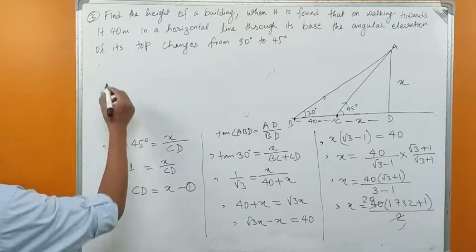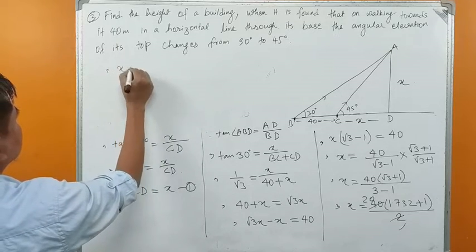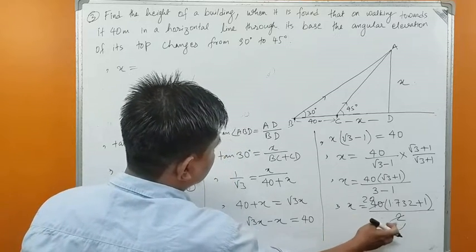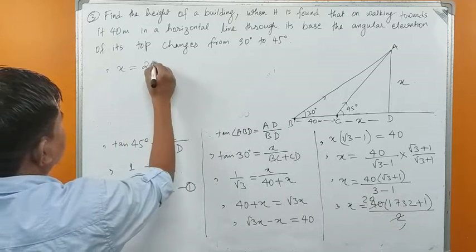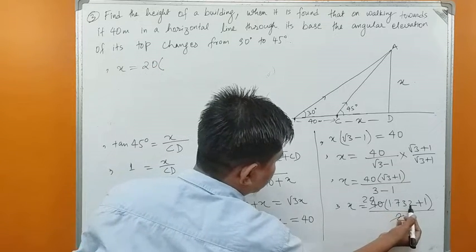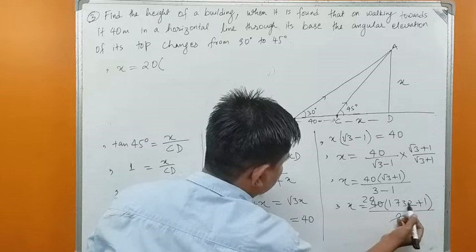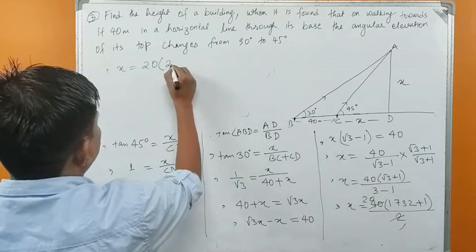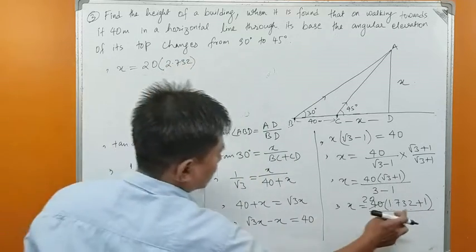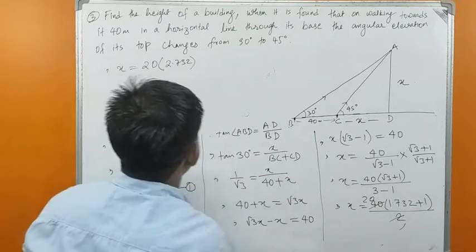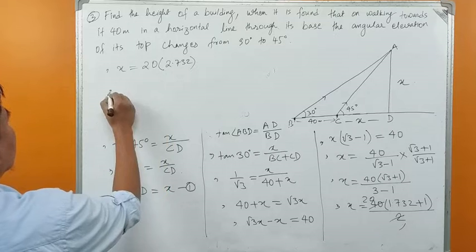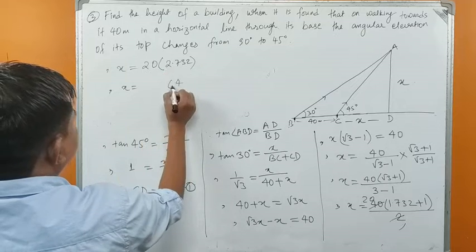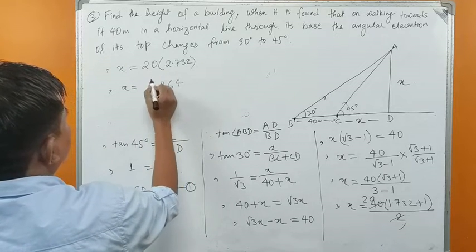So x equals, this 2 is cancelled, we have 1 in the denominator, so we need not write this one. 20 into 1.732 plus 1. This 1 is before the decimal point, so we must add it with the other 1 before the decimal point. 1 plus 1.732 is 2.732. Or x equals, let us multiply this, 2 2s are 4, 2 3s are 6, 2 7s are 14, 2 2s are 4, 5.